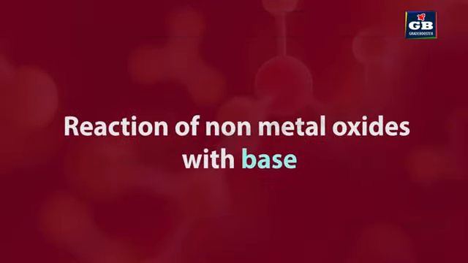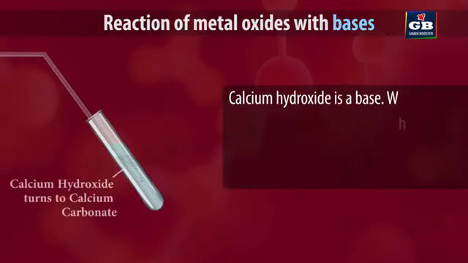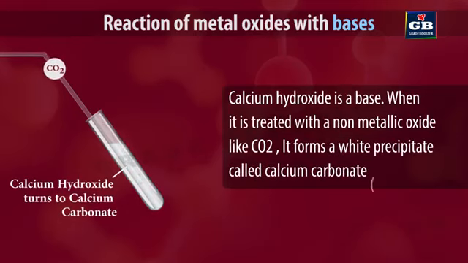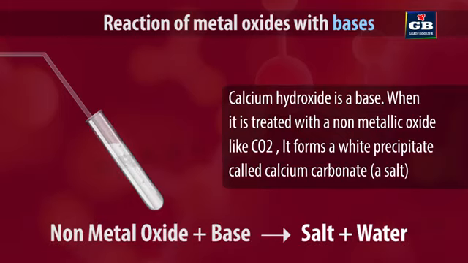Reaction of non-metal oxides with base. When a non-metallic oxide like carbon dioxide is passed through a base like calcium hydroxide, it forms a white precipitate called calcium carbonate. So here, a non-metallic oxide, that is carbon dioxide, is passed through a base, that is calcium hydroxide. When they both react, they form a salt, that is calcium carbonate. So a base plus a non-metallic oxide gives rise to salt and water.